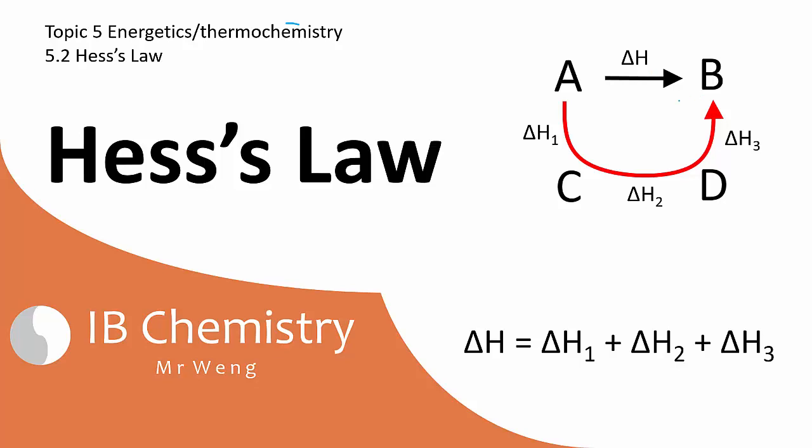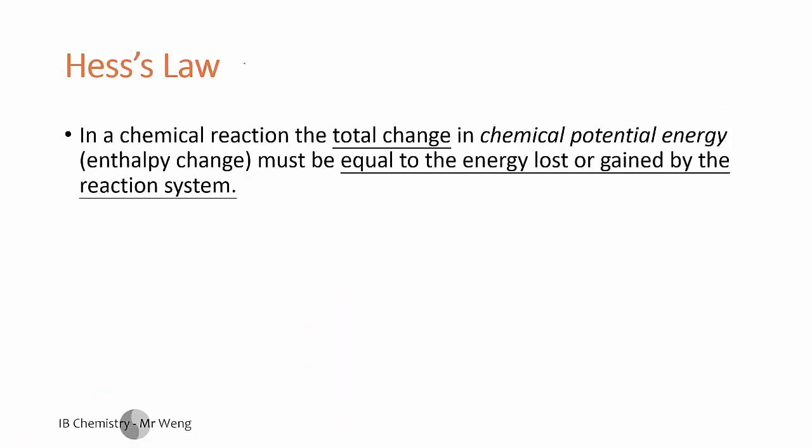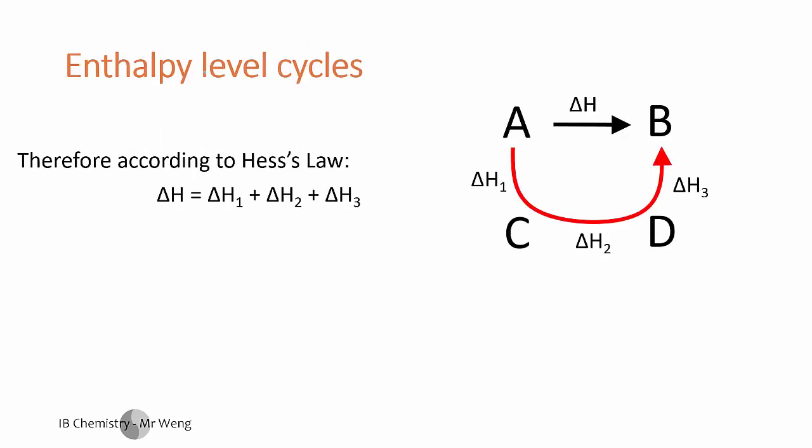5.2 Hess's Law. Hess's Law states that in a chemical reaction, the total change in chemical potential energy, the enthalpy change, must be equal to the energy lost or gained by the reaction system. So that's a bit complicated. This is a little bit easier. I've written this diagram up here. This is sort of an ingenious thing where algebra is actually applied to the real world.